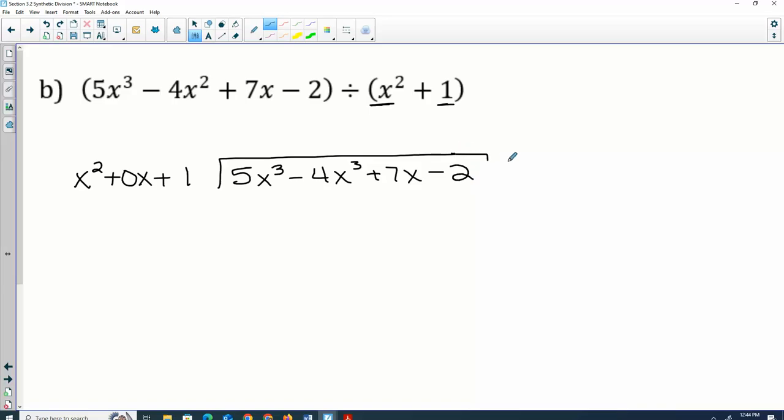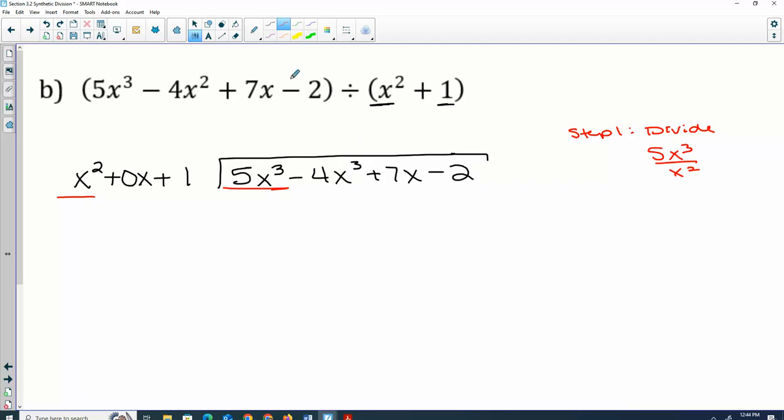And the thing we're dividing goes on the inside. So, it's 3 steps. Step 1, we divide. What do we divide? Yep, just those leading terms. So what is 5x cubed over x squared?